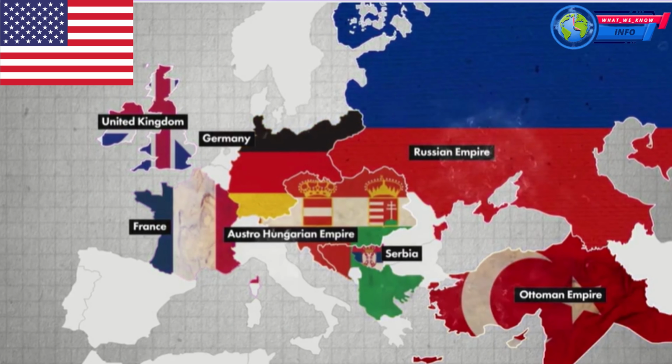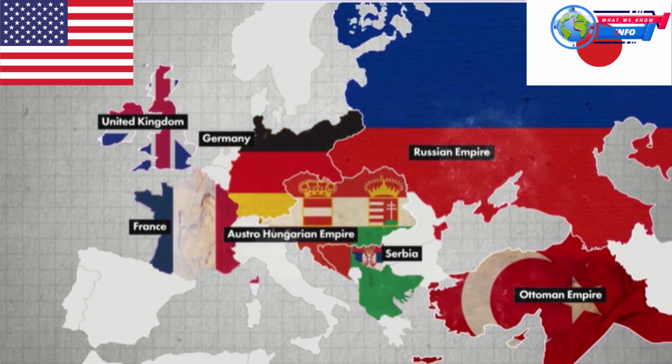Later, the USA and Japan joined in to help Britain and France. Countries controlled by Britain, like India, also got involved. Britain used people from its colonies as soldiers. So, many Indians fought in World War I for Britain. And that's the beginning of World War I.